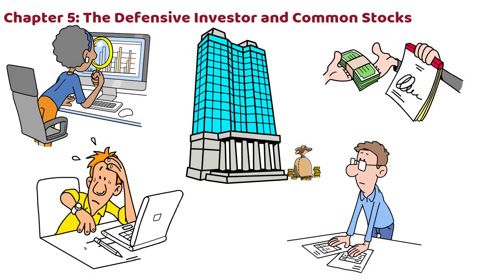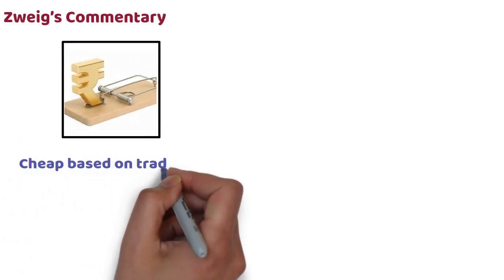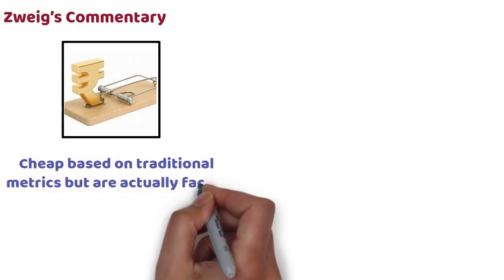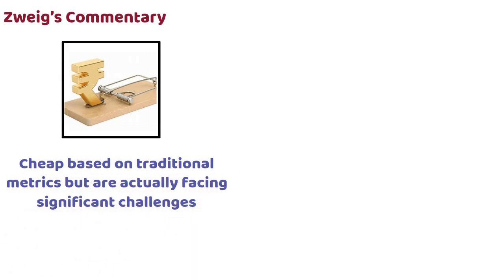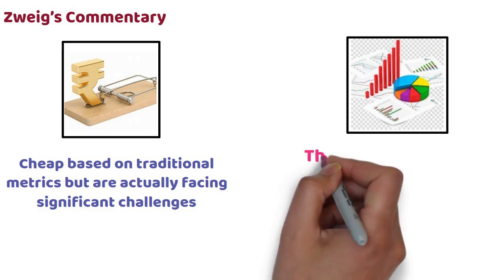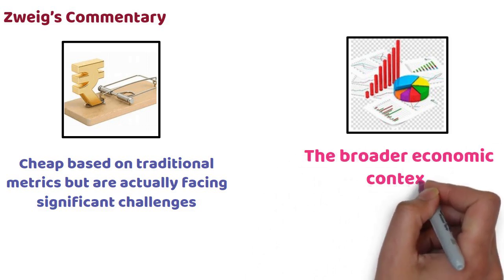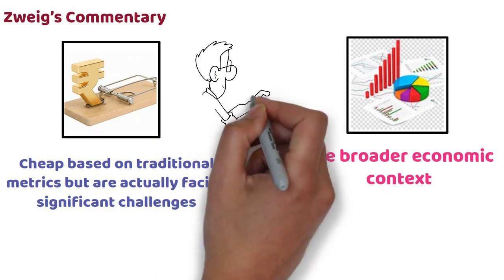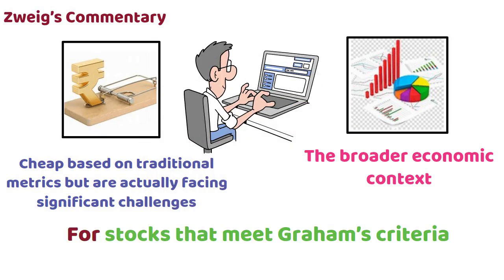Zweig warns against value traps, where stocks appear cheap based on traditional metrics but are actually facing significant challenges. He advises using a variety of financial metrics and considering the broader economic context when selecting stocks. Zweig also suggests using online tools to screen for stocks that meet Graham's criteria.